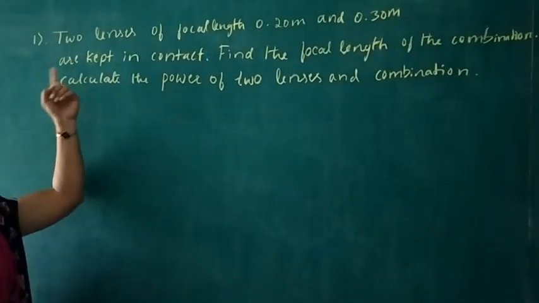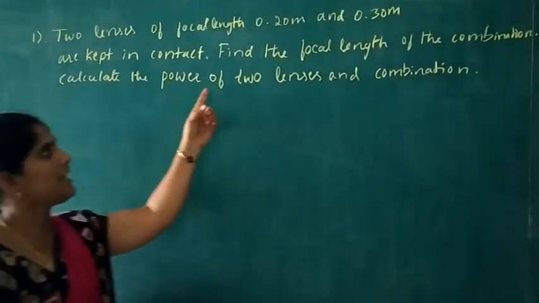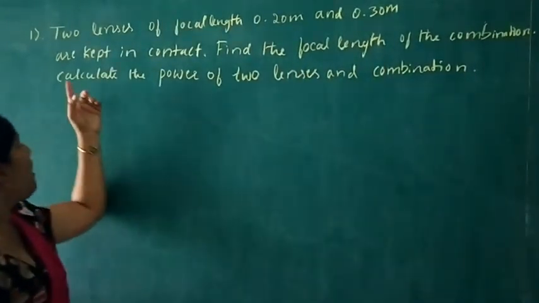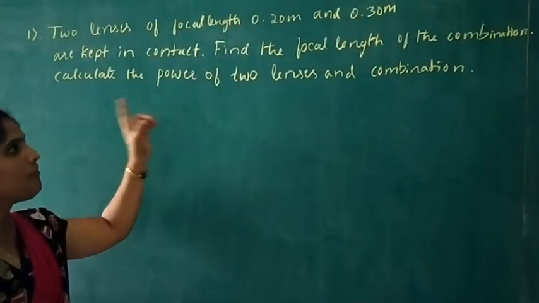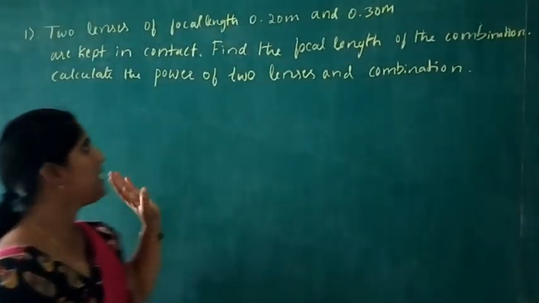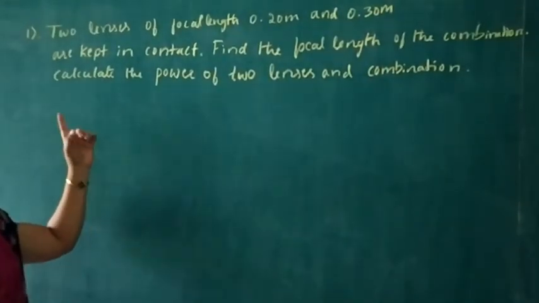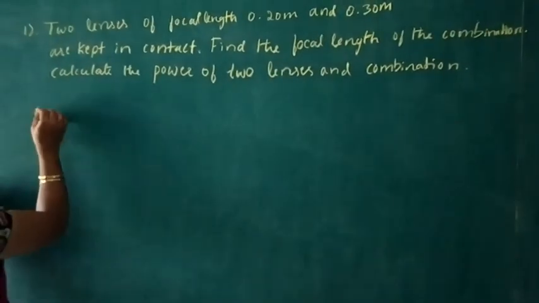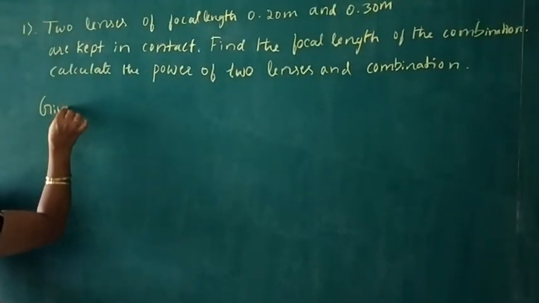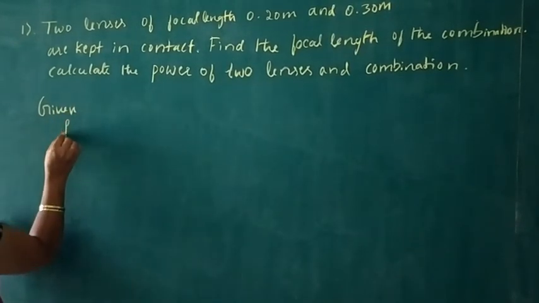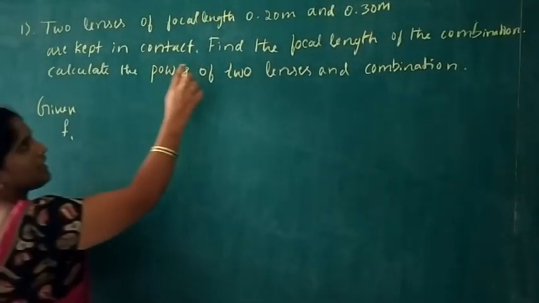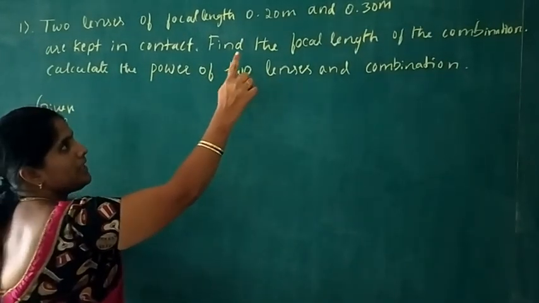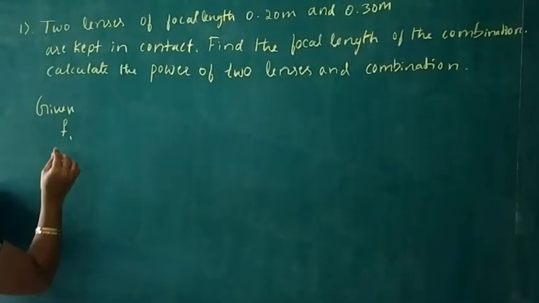First one: two lenses of focal length 0.2 meter and 0.3 meter are kept in contact. Find the focal length of the combination and calculate the power of the two lenses and the combination. That means here, given F1 is equal to 0.2 meter and F2 is equal to 0.3 meter.